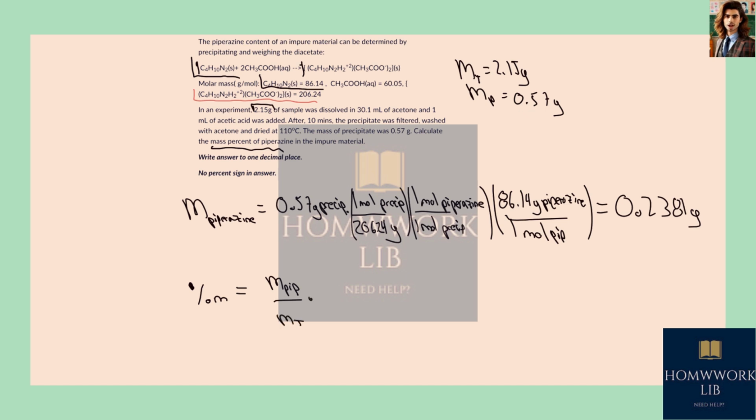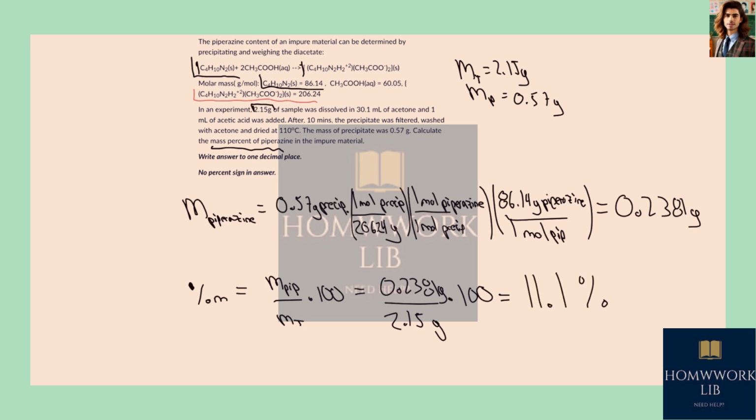So the percent in mass is going to be equal to the mass of piperazine divided by the total mass of the sample times 100. So this would be 0.2381 divided by 2.15 grams times 100, which is going to give us, up to 1 decimal place, 11.1%.